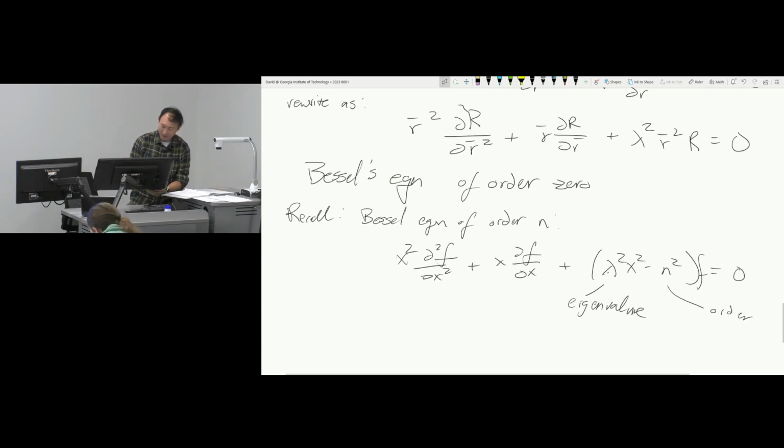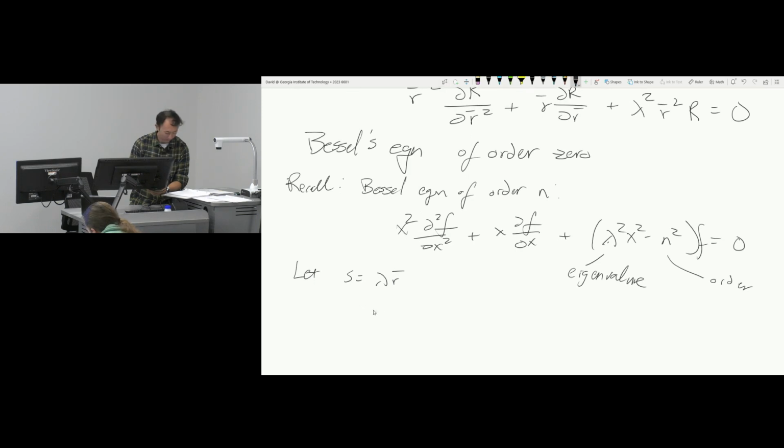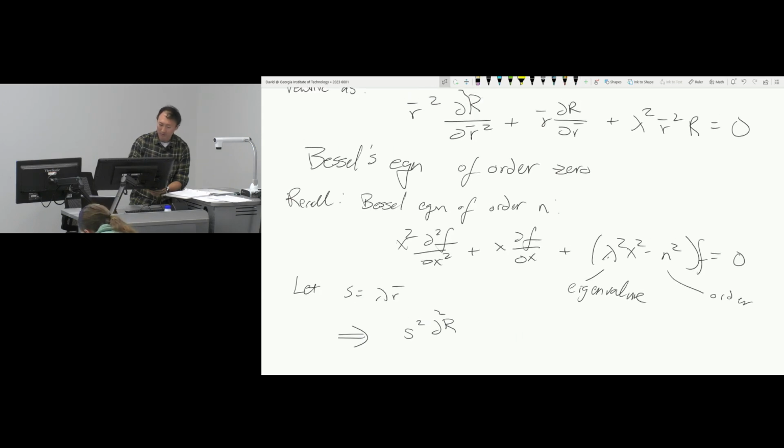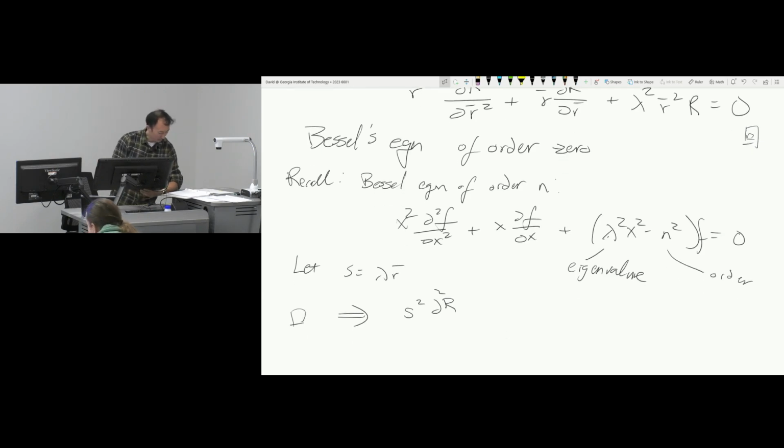All right, to apply Bessel's solutions, we're going to let S equal lambda R bar. Then if we set S equal to lambda R bar, our original equation, I'm kind of running out of symbols, becomes S squared d squared R/dS squared plus S dR/dS plus S squared R is equal to 0.